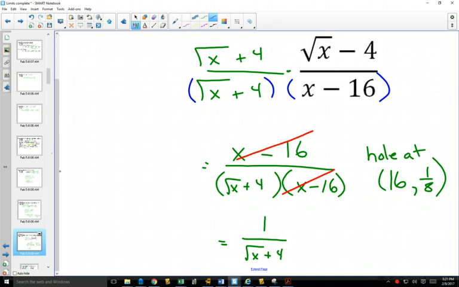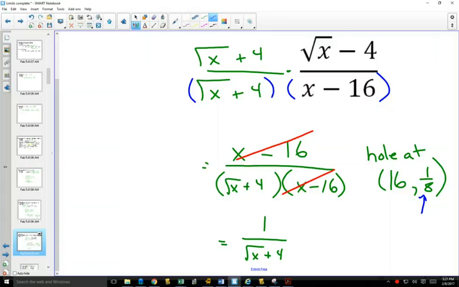And to find the y-coordinate of the hole, to find this 1/8, what do we do? We plug 16 into your simplified formula. Square root of 16 is 4. 4 plus 4 gives you 8 on the bottom. And that's how you find the y-coordinate of that hole.